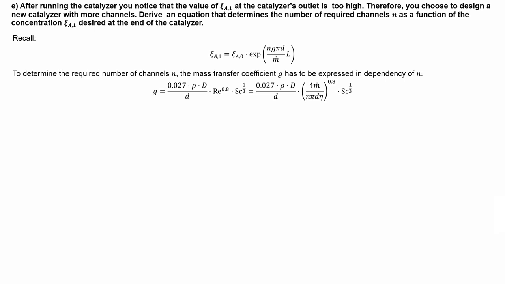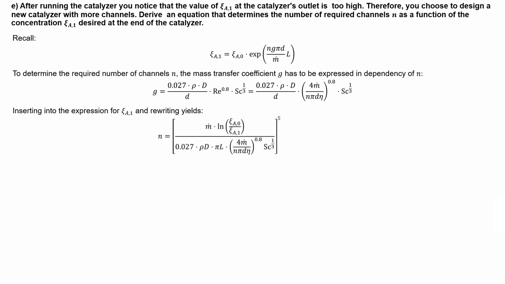So if we insert this into the definition of the outlet mass fraction and make the number of channels free, we get the following expression. And then we can fill in all numerical values and we find the following. So by simply rewriting the function of the mass fraction profile that we previously derived, we found an expression for the number of channels as a function of the outlet concentration.